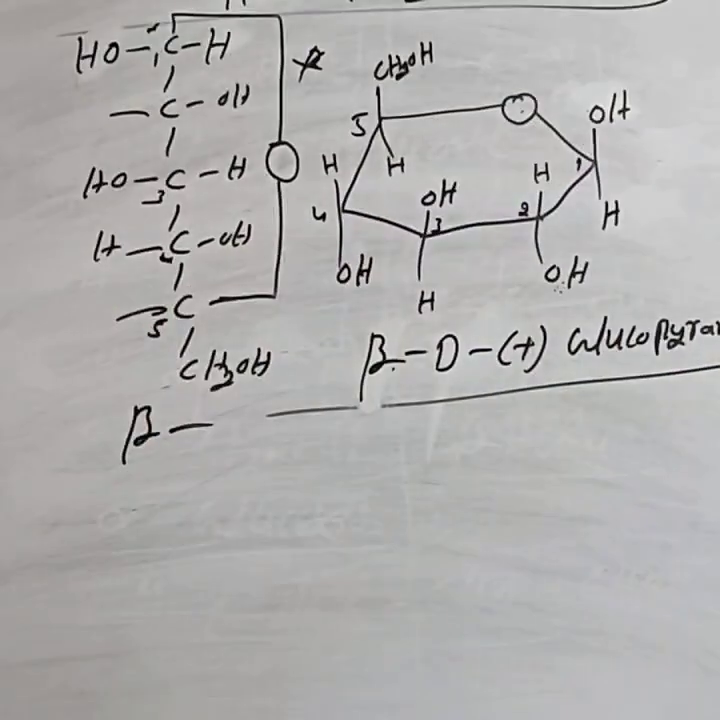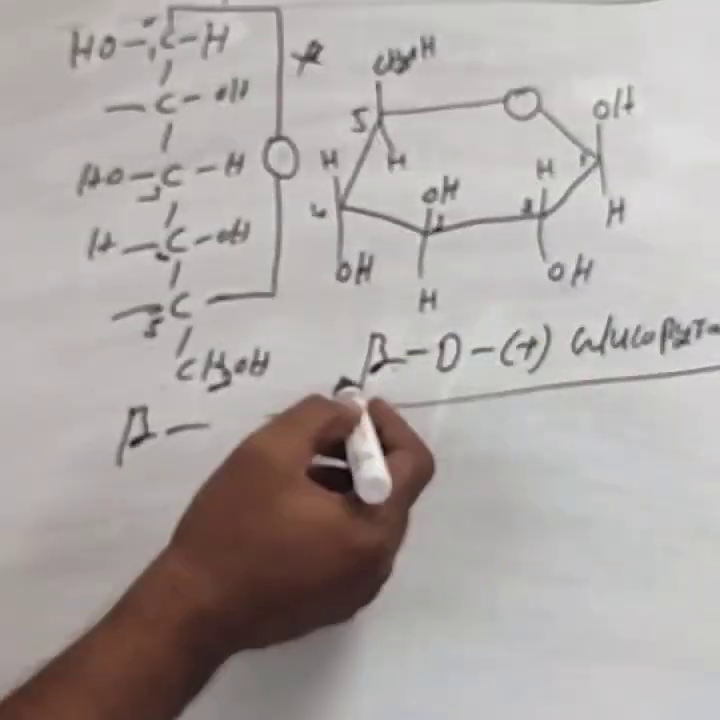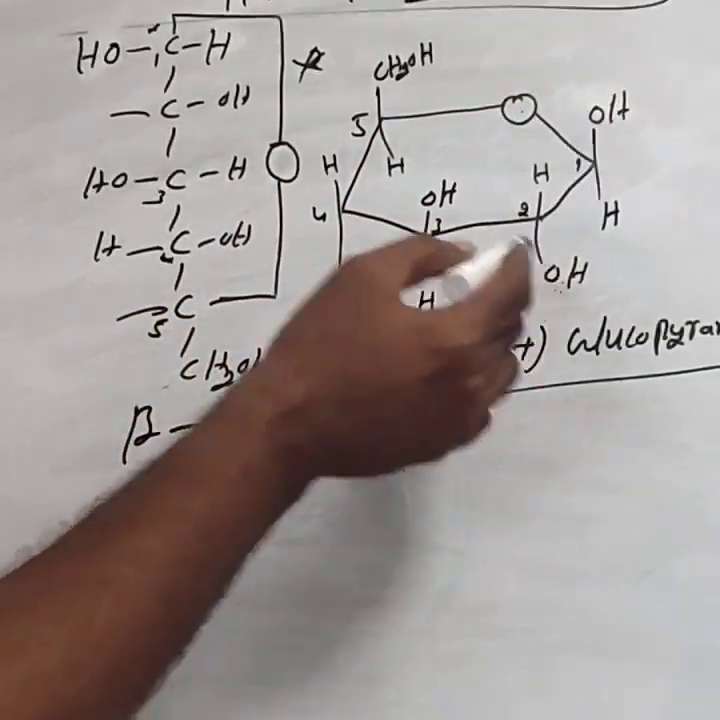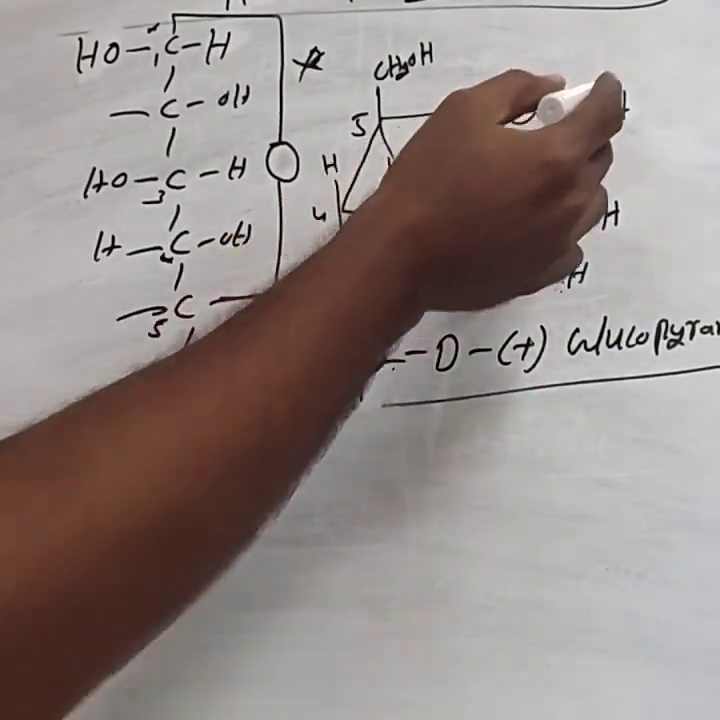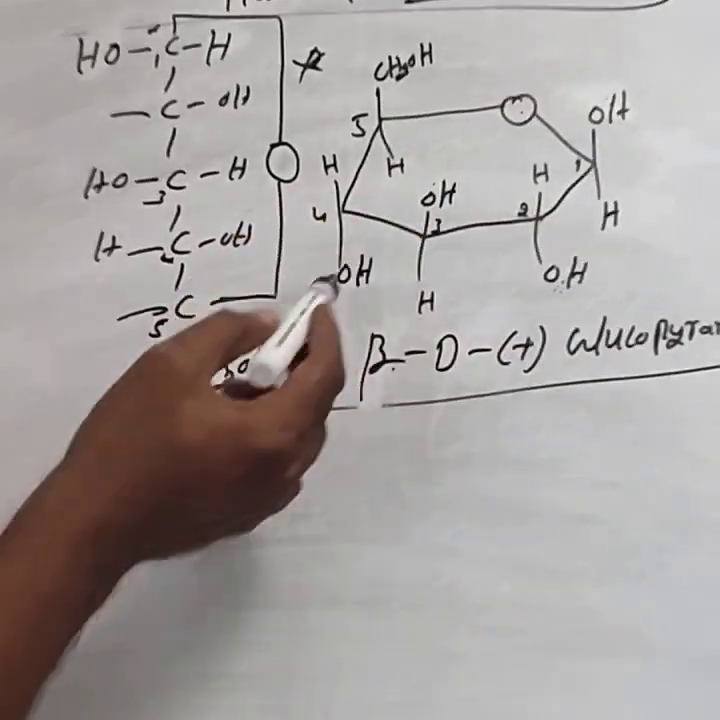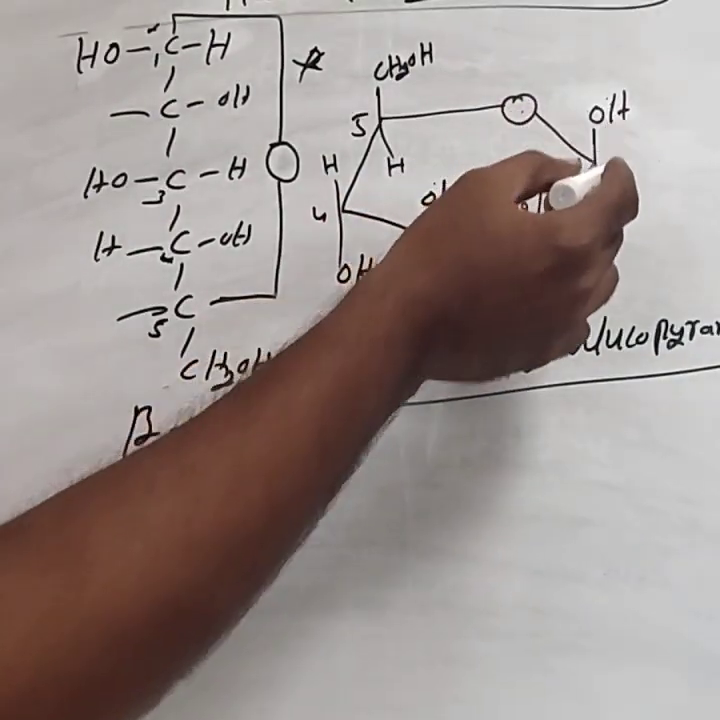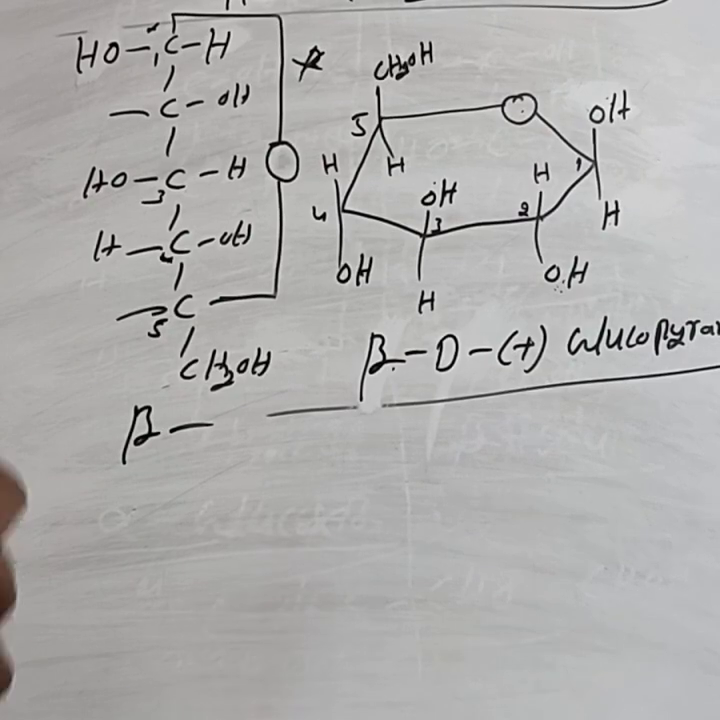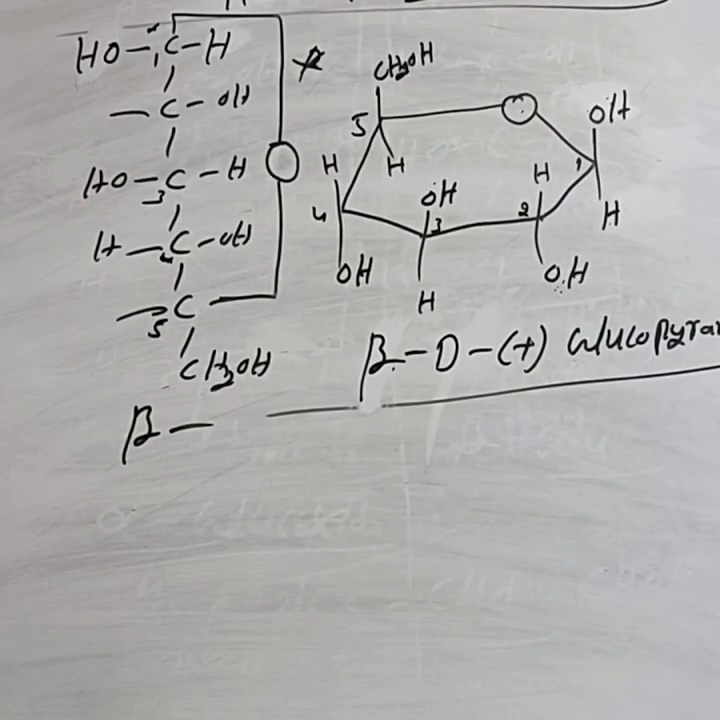Beta D plus glucopyranose. For beta D plus glucopyranose, you can consider it as mele, kelage, above and below. Mele is used for beta glucopyranose, and kelage is used for alpha glucose. This is about the Haworth structure of glucose. In the next class, you can study the Haworth structures of other carbohydrates. Thank you.